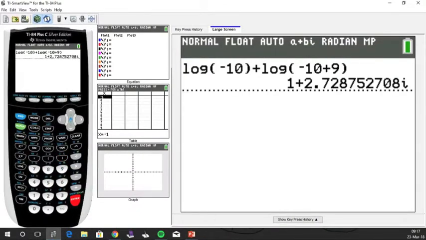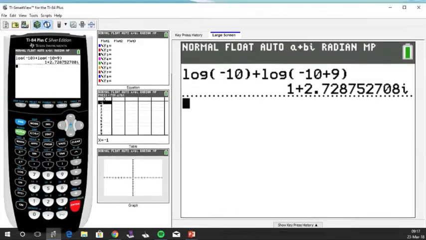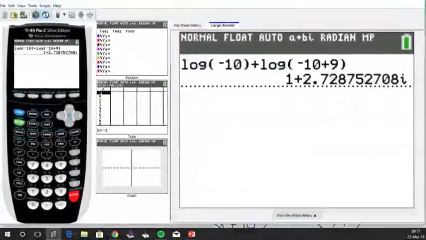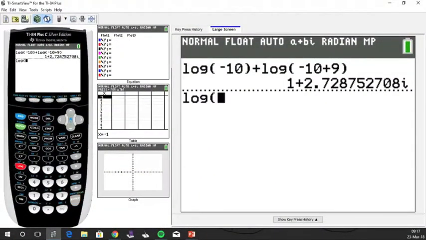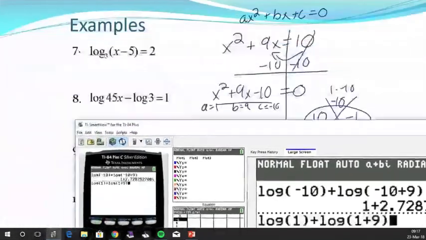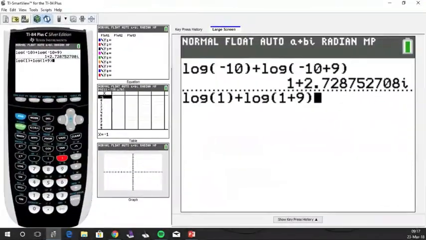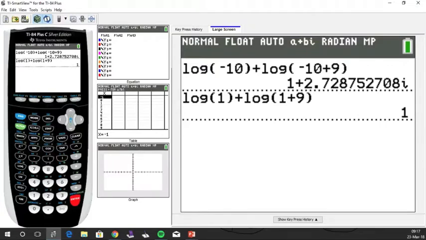Okay, didn't necessarily get 1, so maybe negative 10 is not really a solution. What if we try the other solution we got, which was a positive 1? So, log of 1 plus log 1 plus 9. All right, equals 1. All right, so that means negative 10, although it came out as a solution when we solved it, it's an extraneous solution. It's a solution that doesn't actually work, even though it's one that came up as an answer.